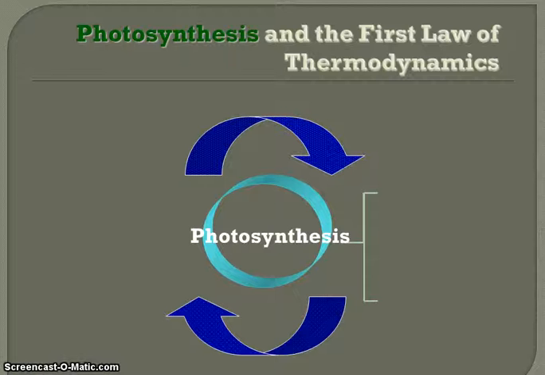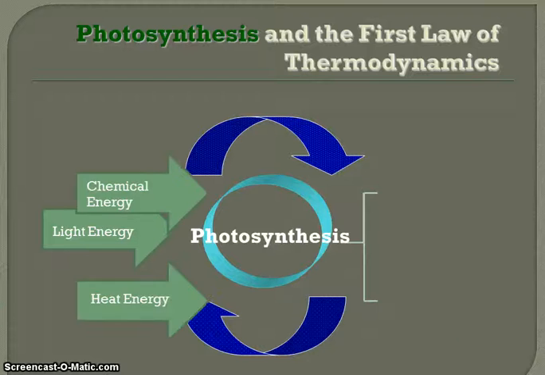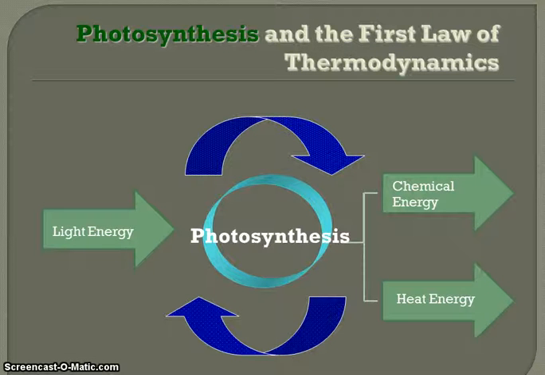So if we look at photosynthesis in terms of the first law of thermodynamics, the energy that enters the system is a form of light energy from the sun. And then through the process of photosynthesis, that energy is converted into chemical energy in the form of glucose, and then heat energy is released as well through respiration.